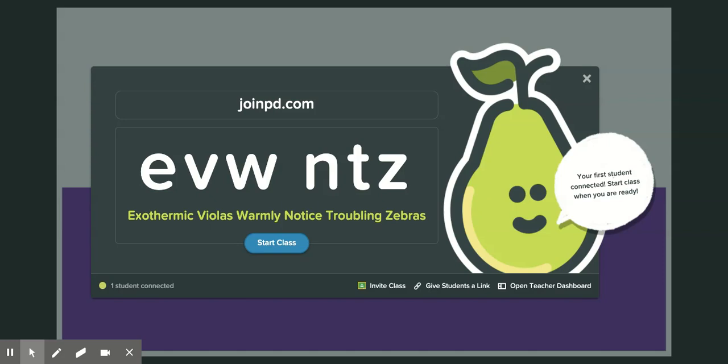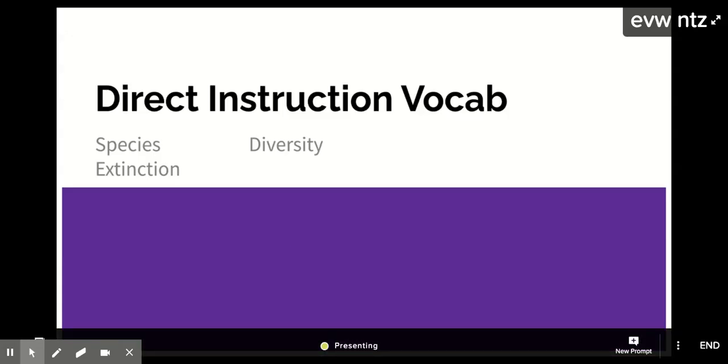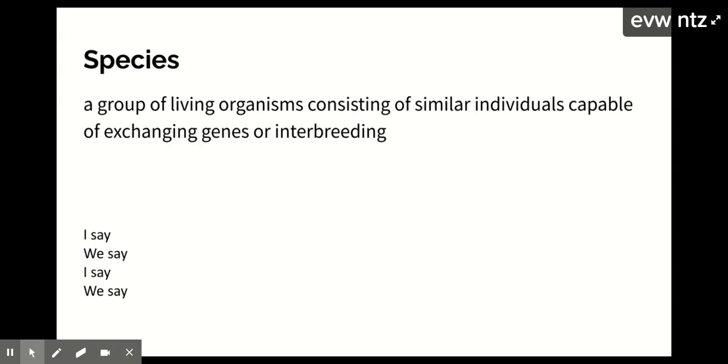Fabulous. Looks like we have everyone today. So we're going to do direct instruction vocab today. We have 3 words: species, diversity, and extinction. So let's move on to our first word. Our first word is species.